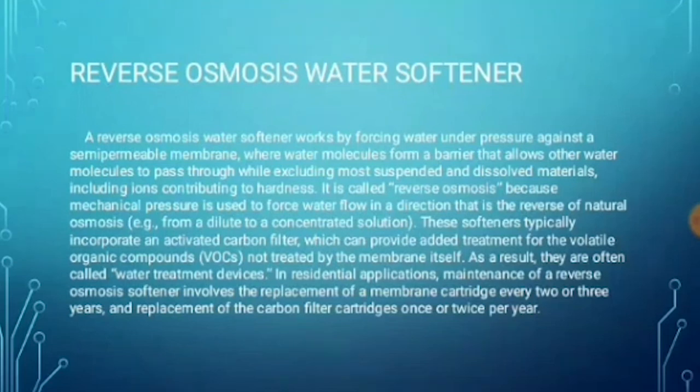These softeners typically incorporate an activated carbon filter, which can provide added treatment for volatile organic compounds, or VOCs, not treated by the membrane itself. As a result, they are often called water treatment devices. In residential applications, maintenance of a reverse osmosis softener involves the replacement of a membrane cartridge every 2 to 3 years and replacement of the carbon filter cartridges once or twice per year.